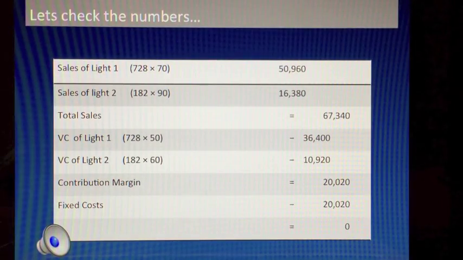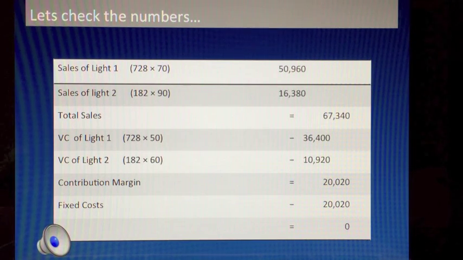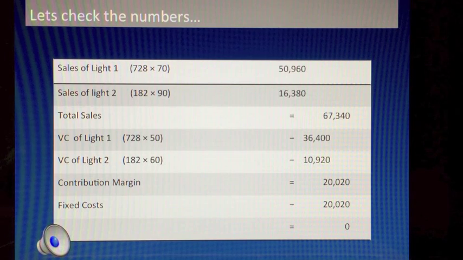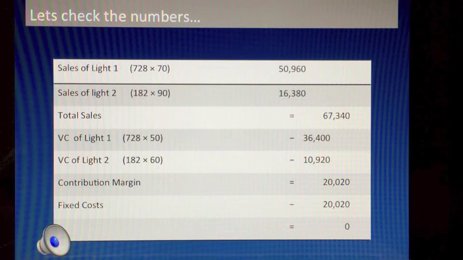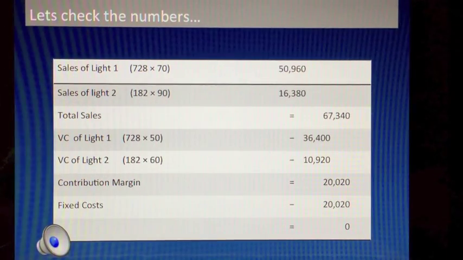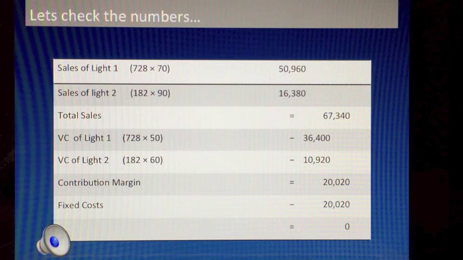So let's check the numbers. We'll take the total of our sales: 728 units at $70 each is $50,960. 182 units at $90 is $16,340. Then we subtract the costs incurred, so variable cost of 728 units at 50 is $36,400. And the variable cost of 182 units at $60 is $10,920. Our contribution margin is $20,020. Then we'll subtract our fixed cost of $20,020. That's 0. So our sales minus the cost it took to produce and sell them is $0.